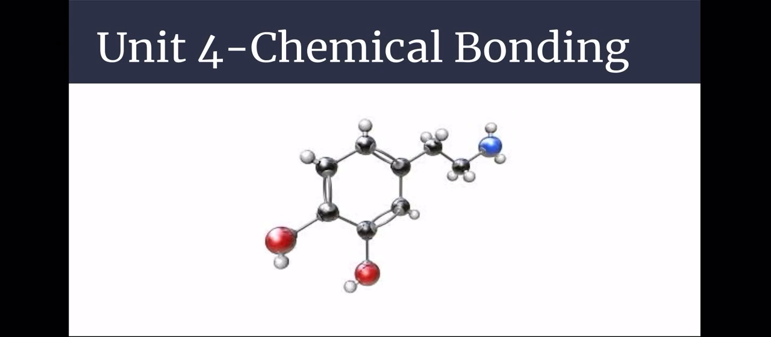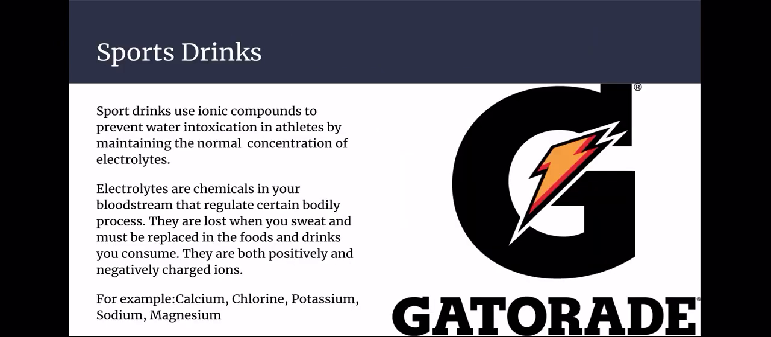Unit 4, Chemical bonding. Sports drinks. Sports drinks such as Gatorade and Powerade use ionic compounds to prevent water intoxication in athletes by maintaining a normal concentration of electrolytes. Electrolytes are chemicals in your bloodstream that regulate certain bodily processes. They are lost when you sweat and must be replaced in the foods and drinks that you consume.